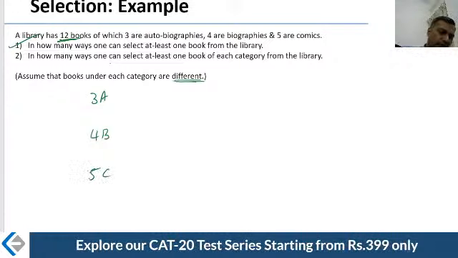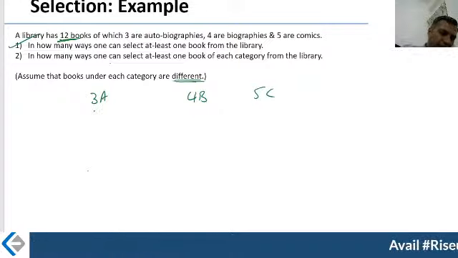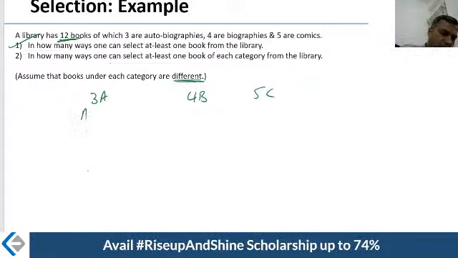Now take a look at this. 4 biographies, let me write it here. And 5 comic books. Now 3 autobiographies means what? Because they are different, the books will look like A1, A2, A3. So what are the choices?